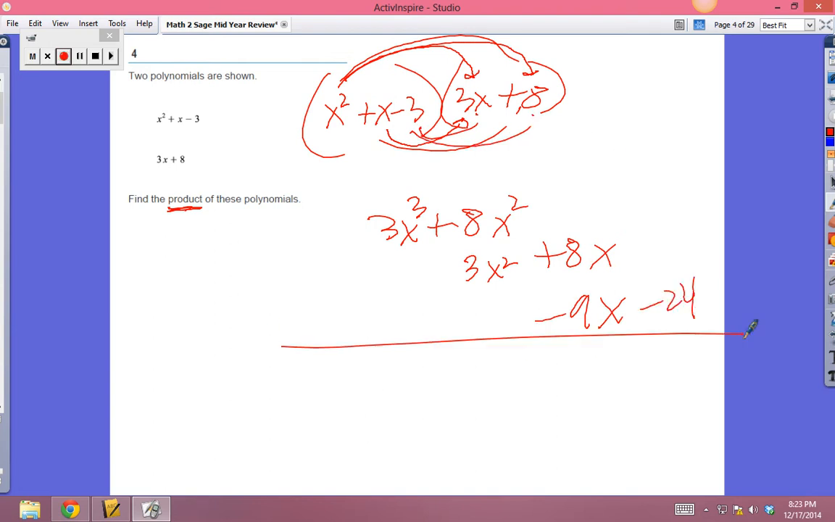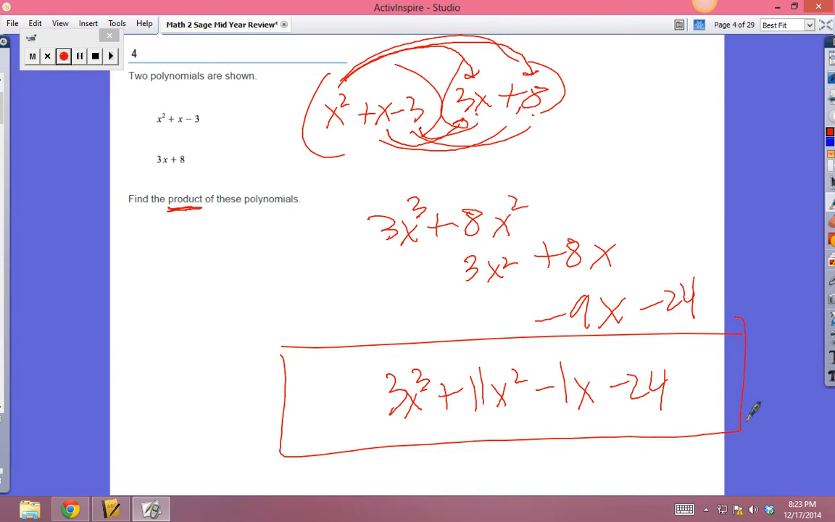Now add up your like terms. These are the only cubes I've got, so 3 cubes, and then 11 squares, a negative 1x, and a negative 24. So if I multiply those 2 polynomials, that's what I get.